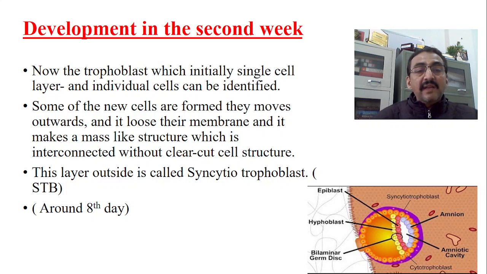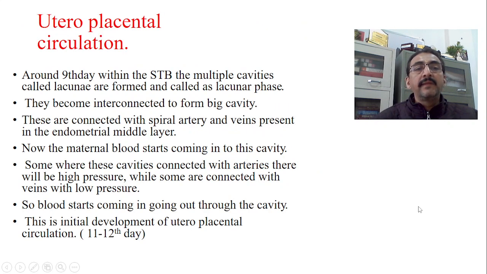This layer which is formed outside the trophoblast is called the syncytiotrophoblast, STB. You can see the syncytiotrophoblast here, in the purple color. So there is an extra layer formed outside the trophoblast. This particular phenomenon takes place on the 8th day. Next important is around the 9th day.